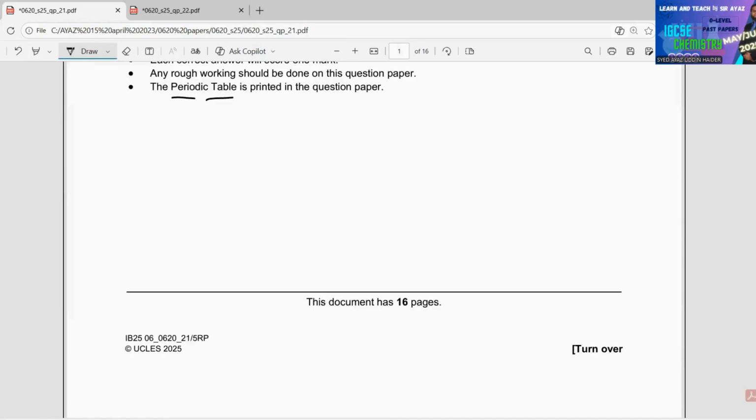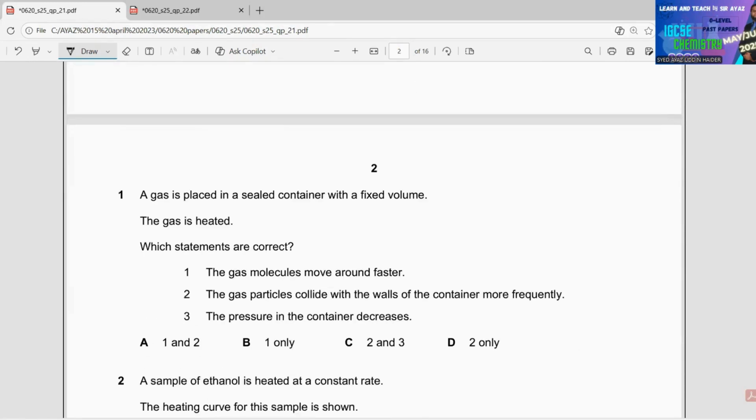So let's start with question number 1. A gas is placed in a sealed container with a fixed volume. The gas is heated. Which statements are correct? 1, the gas molecules move around faster. This is correct because when you heat it, the particles gain energy and they will start moving faster.